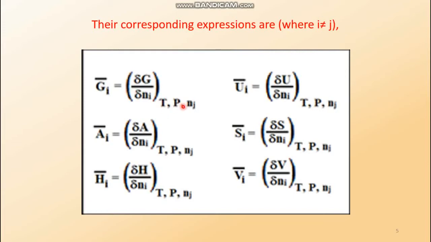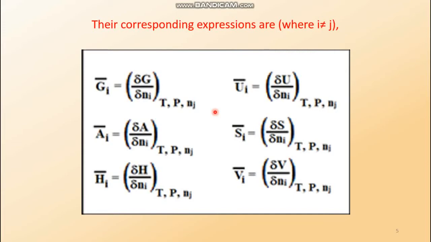You have to keep in mind that the constant terms, along with Nj, are particularly temperature and pressure. If only temperature and pressure are kept constant, then all the other properties except G remain as the partial molar property, but in the case of G only, it becomes the chemical potential. So we have 6 partial molar properties, out of which one is common with the chemical potential expression.